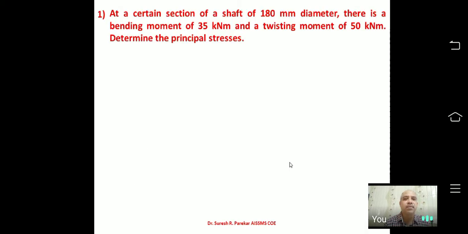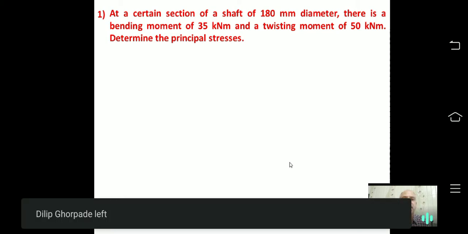Now we are with the problems. We have taken two problems. The first problem is bending moment and twisting moment, and the second is the combination of all three. Here the bending moment, torsional moment and diameter are given, so directly I can use the formula 16 upon pi d cube, M plus minus root of M square plus T square.